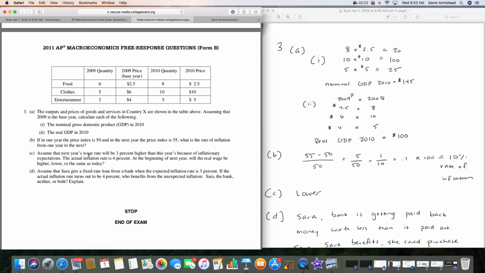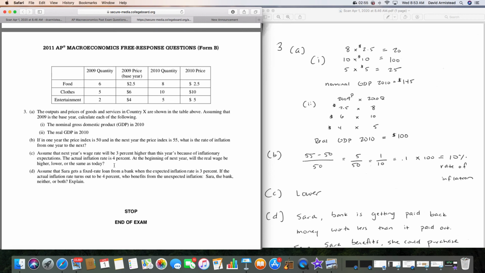Assume that next year's wage rate will be 3% higher than this year's because of inflationary expectations. So let's say you're making $100 an hour. Now your wage rate is going to be $103 an hour. But the actual inflation rate ends up being 4%. At the beginning of next year, will the real wage be higher, lower, or the same as today? It's going to be lower. Stuff that was $100 is now $104. Your wage went from $100 to $103.